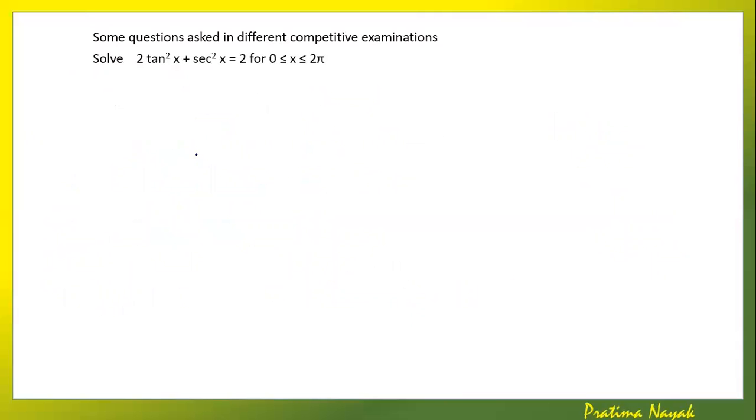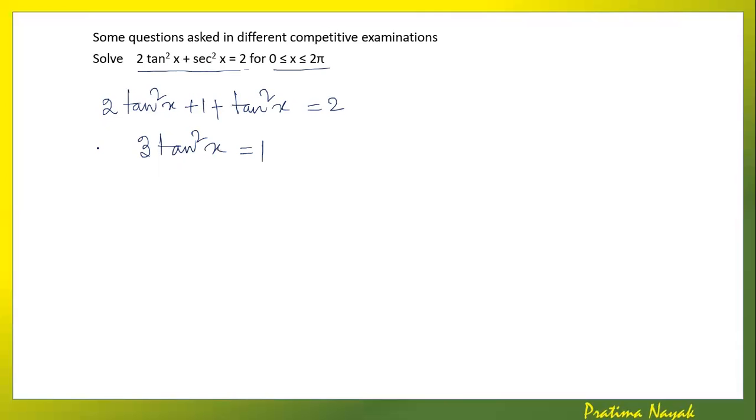Then we are taking a question from a different examination. 2 tan square x plus sec square x is equal to 2, and you have to write the value in between this and this. So not the general solution, but the particular solution. So for 2 tan square x, I'll convert sec square to tan square or tan square to sec square. So 2 tan square x plus 1 plus tan square x is equal to 2, or 3 tan square x is equal to 1. So what are you getting? You are getting that 3 tan square x is 1. That means tan square x is 1 by root 3.